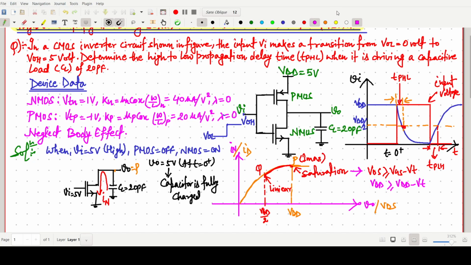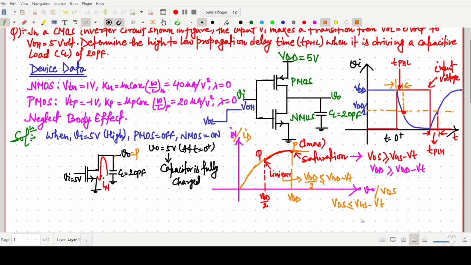And for linear operation, this will be reversed. So at this point it should be our VDD by 2, but the input will be the same, VDD minus VT. So this value will be less, so this one will be in the linear region. Very simple fundamental concept of MOS operating in the linear region and saturation region, because for the linear region, VDS should be less than or equal to VGS minus VT.